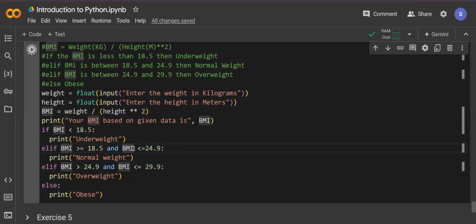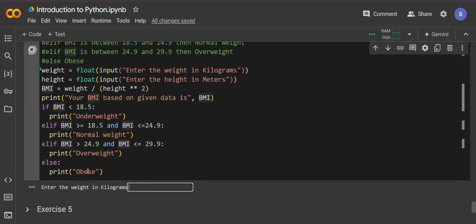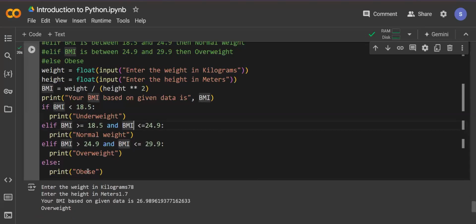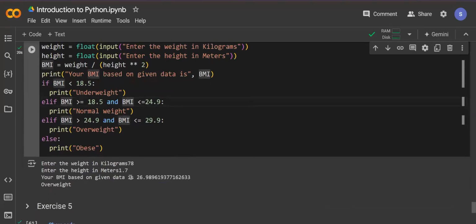So let's just understand how this particular problem works. Enter the weight in kilograms. Let's say 78. And enter the height in meters. You cannot use 170 or 180 because 170 meters doesn't make any sense. It is 1.7, right? So let us write 1.7 as the height and run this. You can see your BMI based on the given data is 26.9. This is overweight. It lies between 24.9 and 29.9, and that's the reason we are getting overweight.